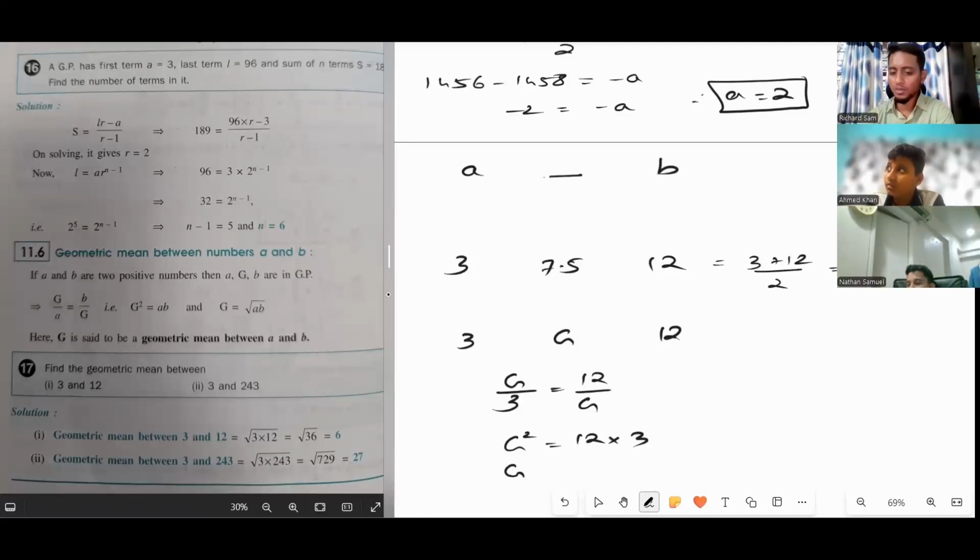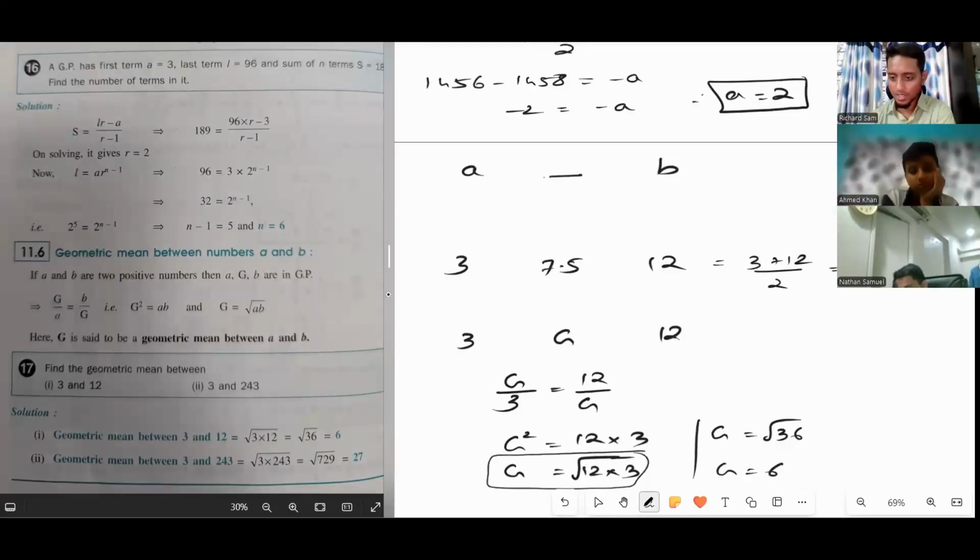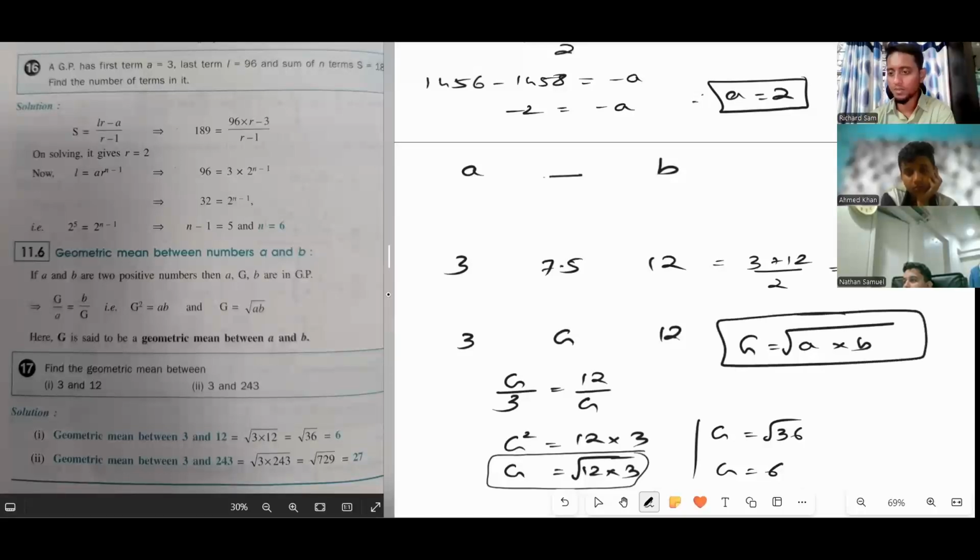And G will be equal to the square root of 12 into 3. That means G will be square root of 36, which will be 6. Using this, we can make an equation. The formula to find the geometrical mean is the square root of the first term into the last term. Square root of the first term and the last term.